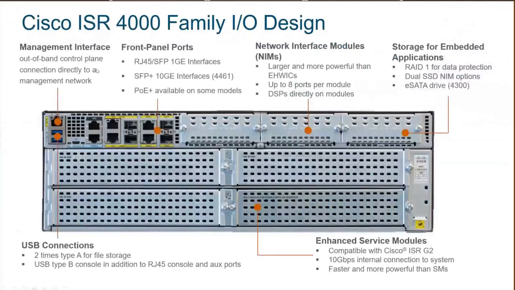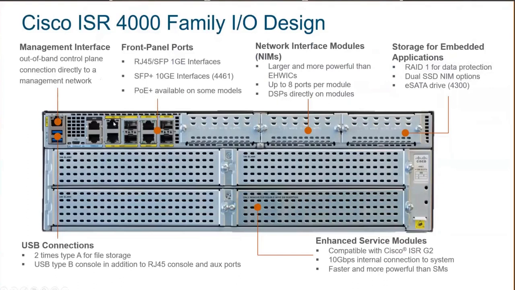So this is the ISR family design. This is a 4461 chassis. Similar to ASR devices, we have a management interface and USB port. We have front panel ports built in. So we have 2 gig ports and 2 10 gig ports. Sorry, we have 4 gig ports. These 4 gig ports and 2 10 gig ports.